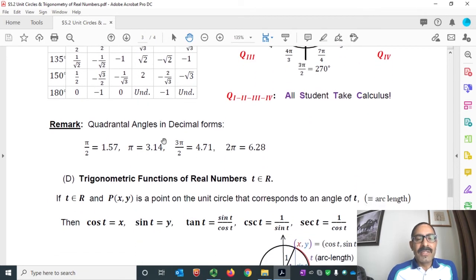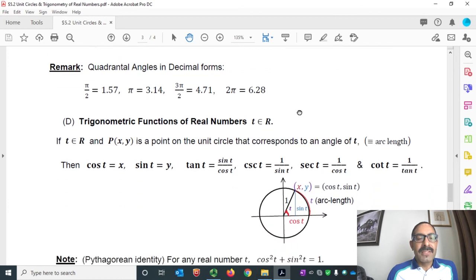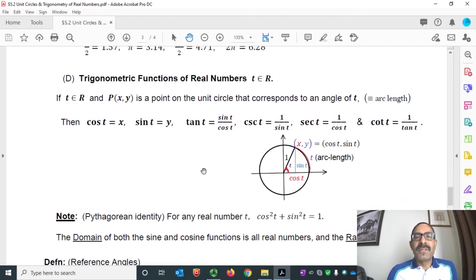Remark: the quadrantal angles are the angles that lie on the axis, x-axis and y-axis. So one is 0 degree, one is pi over 2, which is in decimal form 1.57, angle pi, which is approximately 3.14, and 3 pi over 2 approximately 4.71, 2 pi approximately 6.28. Great. Now next, let's talk about trigonometric functions of real number.